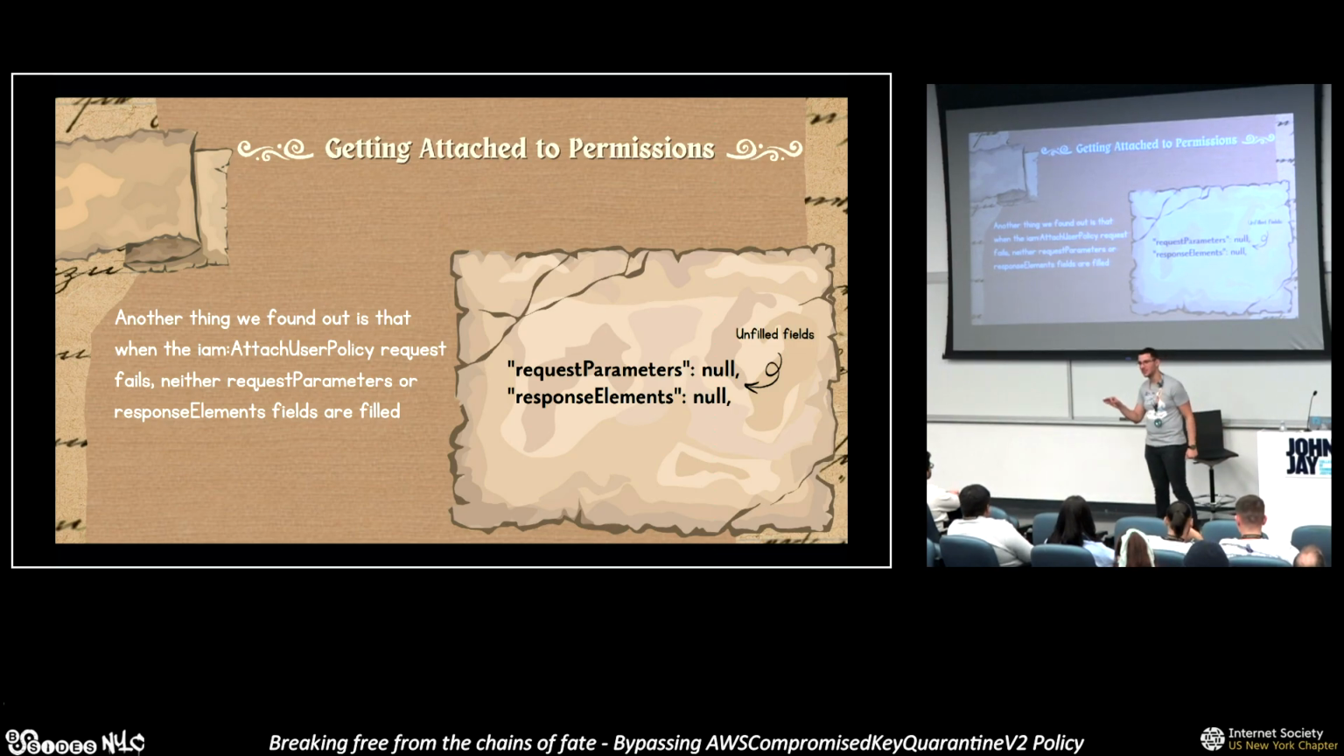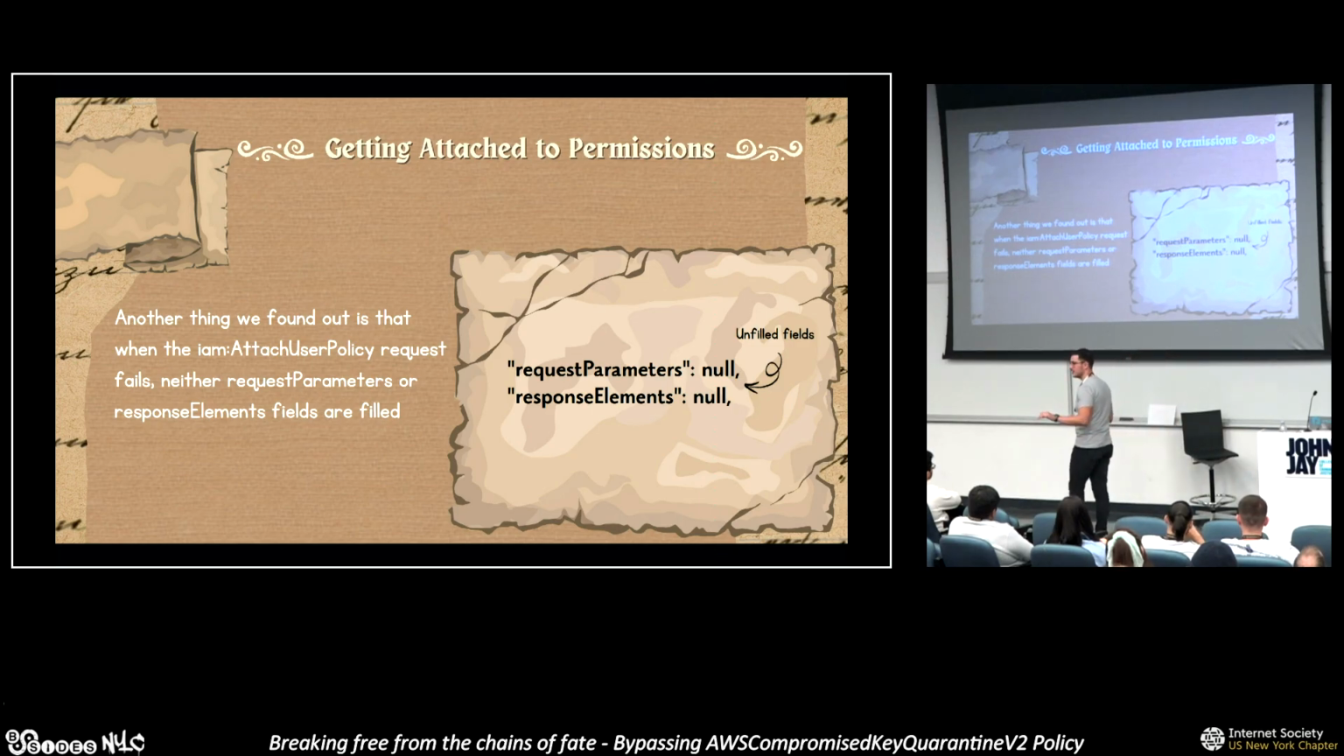Another thing that we found out is that each user has a limit on the number of policies that can be applied, by default 10 per user and 20 per group. Even if you have 10 policies attached to your user, the 11th one will be this policy, so you will not have an issue with that. But detection-wise, when you get an attached user policy, the request will have neither the request parameters nor the response elements field. Both of them will be null.